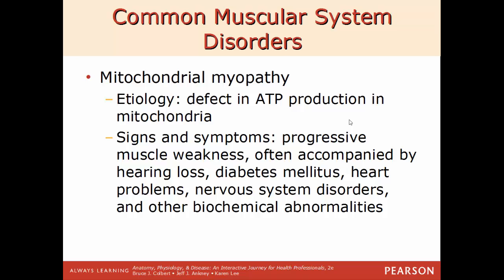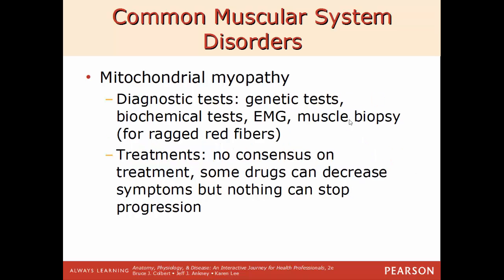Mitochondrial myopathy, the etiology is a defect in how ATP is produced in the mitochondria in the cells. Common signs and symptoms: a progressive muscle weakness, often accompanied by diabetes, heart problems, hearing loss, certain nervous system disorders, biochemical abnormalities. Some diagnostic tests: genetic testing, biochemical testing, muscle biopsy, EMG. For treatments, there's no really agreed upon treatment for this condition. Some drugs can decrease the symptoms, but nothing has been shown to stop the progression of the condition.